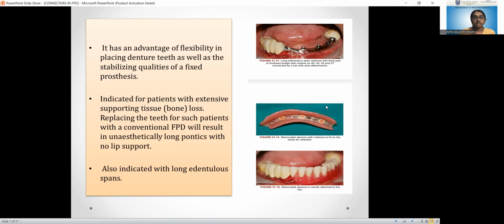The main advantage we can say with the Andrews bridge is the flexibility in placing the denture teeth, because the patient has a fixed prosthesis, a fixed portion, and also can remove the denture teeth part. The basic idea is that aesthetics is not compromised. Also, this is the only option for a patient with extensive bone loss.